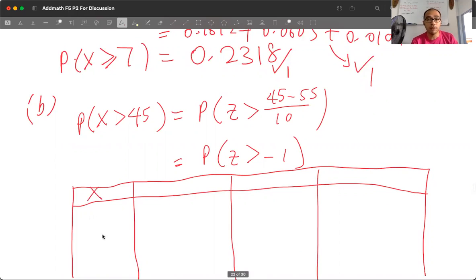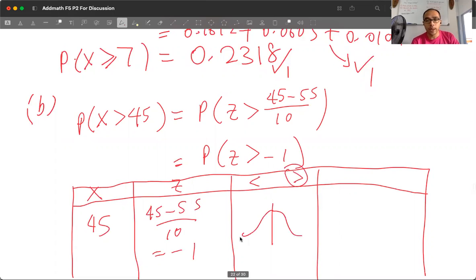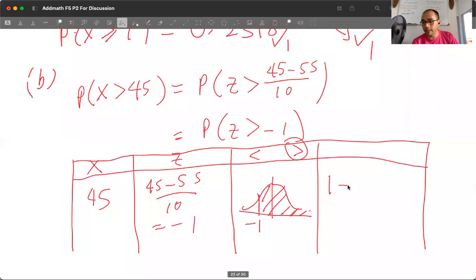Okay, X is 45 and Z is 45 minus 55 over 10 equals negative 1. And we want more. So where is negative 1? Negative 1 is on the left, here, and we want more, so we shade. So how do we find this probability? It is 1 minus 0.1587, because when we read from the table, it is 0.1587. So you get 0.8413. This is only the probability.